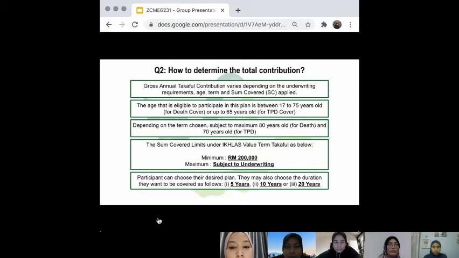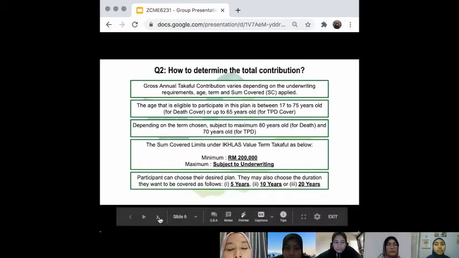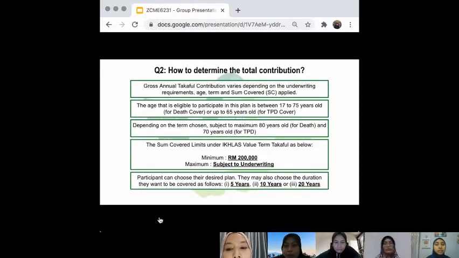The sum covered limit under IKHLAS Value Term Takaful is as below: a minimum of 200,000 and a maximum subject to underwriting. So the participant can choose the desired plan. They may also choose the duration they want to be covered, which is 5 years, 10 years, or 20 years.